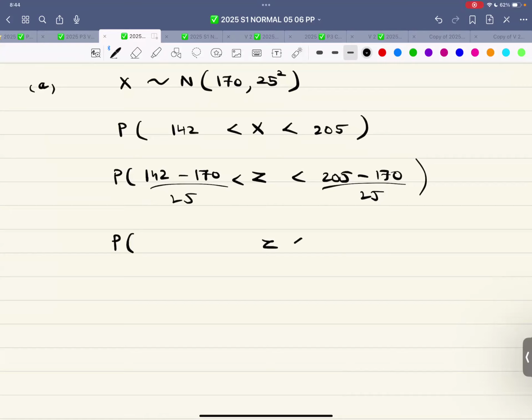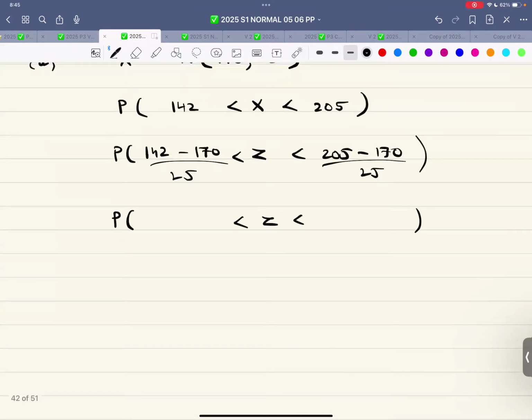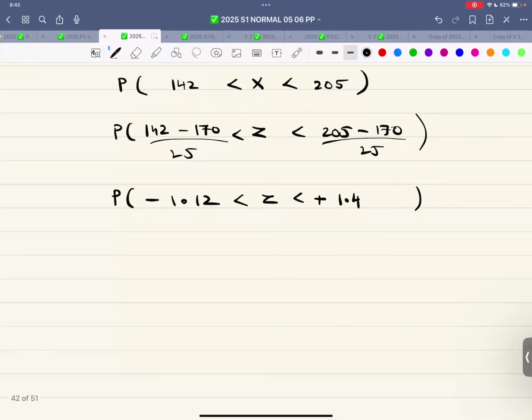Probability Z lying between two values. Let me get those values. Also, people, grab your calculator and evaluate. 205 minus 170 divided by 25 comes out to be exactly 1.4 positive. And 142 minus 170 divided by 25 comes out to be negative 1.12. This is rule number 7.